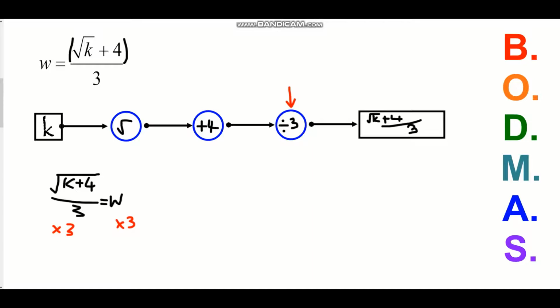I've just realized that my square root sign is just a little bit too long as well. That should only be over the k and not the plus 4. Okay, so when I multiply both sides by 3, I get the square root of k plus on 4 is equal to 3 times w, which is 3w.